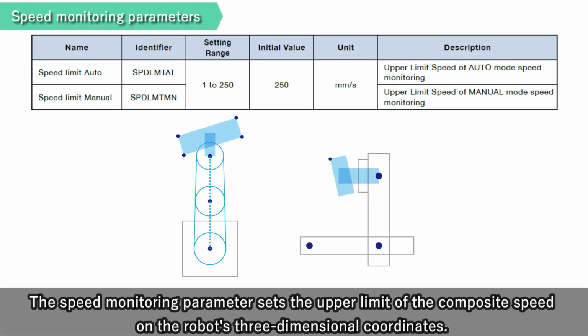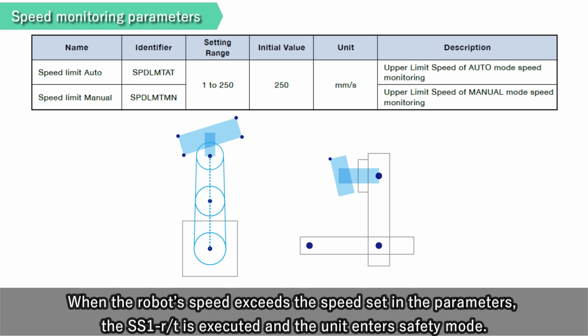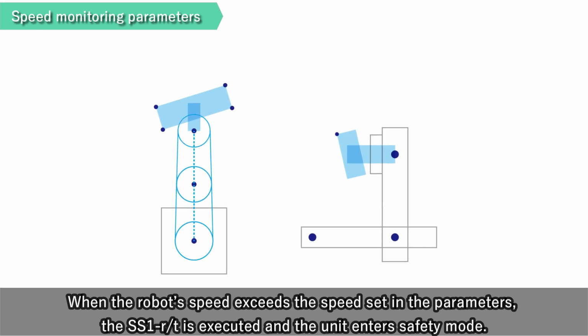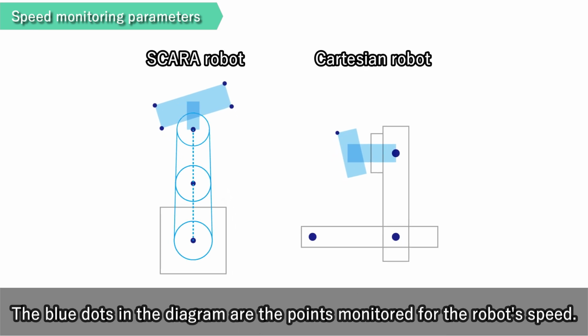The speed monitoring parameter sets the upper limit of the composite speed on the robot's three-dimensional coordinates. When the robot's speed exceeds the speed set in the parameters, the SS1R/T is executed and the unit enters safety mode. The blue dots in the diagram are the points monitored for the robot's speed.